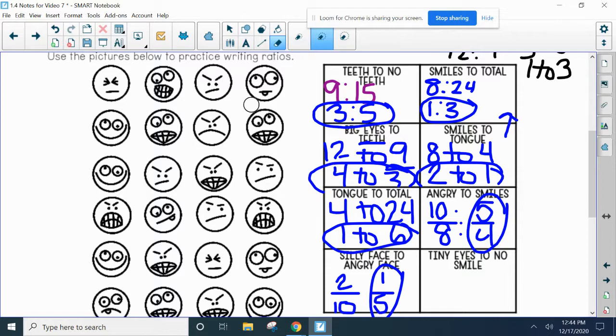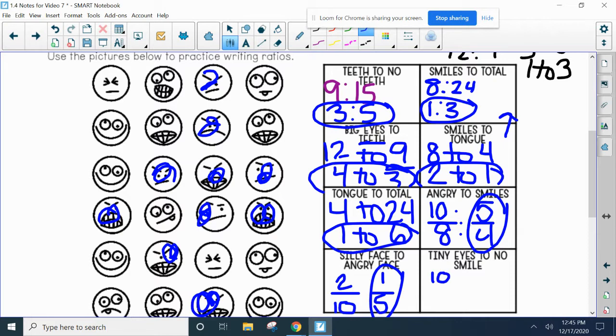All right. So for tiny eyes, we have 1, 2, 3, 4, 5, 6, 7, 8, 9, 10. All right, so that looks right. So I have 10 tiny eyes. So tiny eyes to smile. Tiny eyes is 10, we already said smiles was 8. So 10 to 8 would simplify.